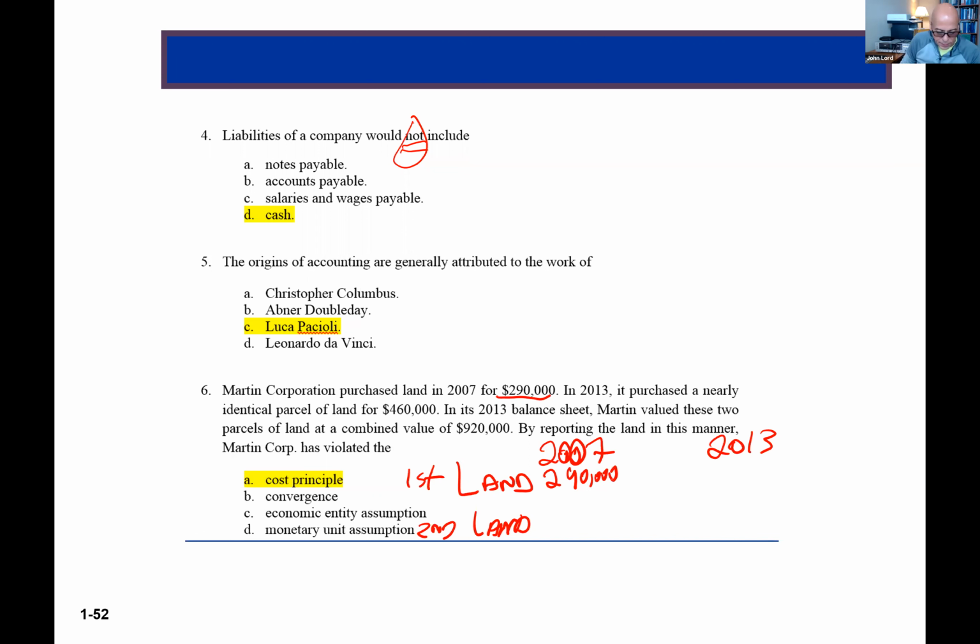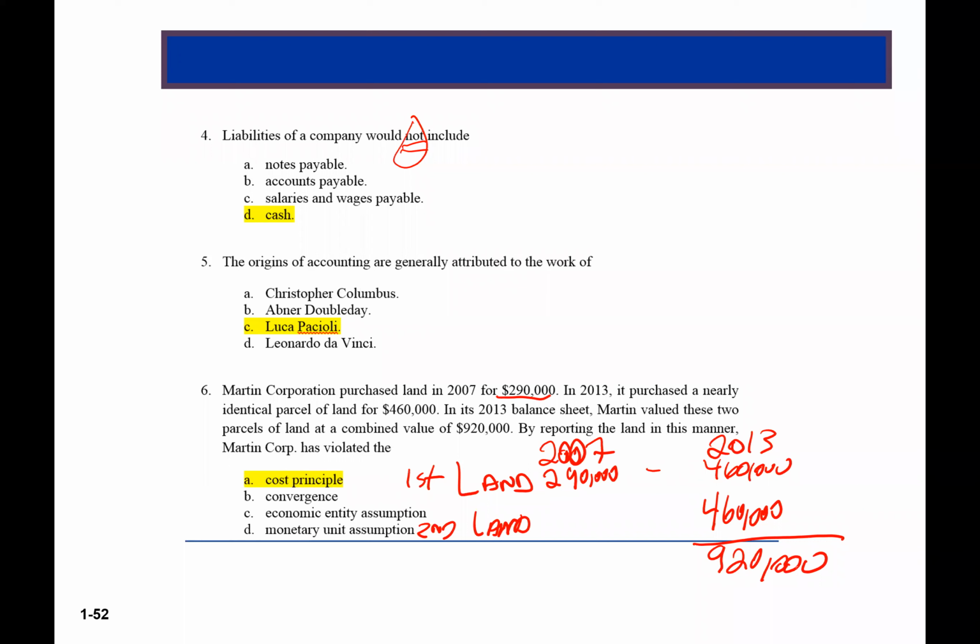Okay, and then they bought another piece of land for $460,000 in 2013, and they compared the two and said, well, since they're identical, the correct amount to report this land in 2013 is $460,000. That's how they come up with the combined value of $920,000. Is that what they were supposed to do?